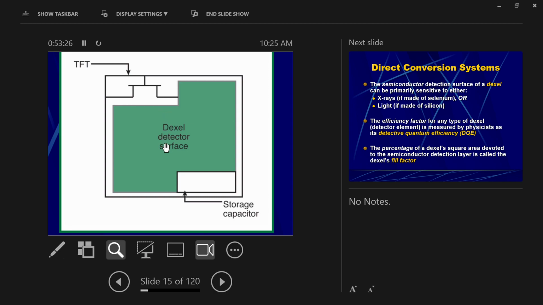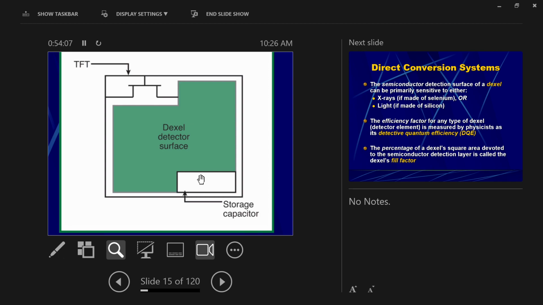What you would want, just like on a TV screen, is small pixels, right? You want your detectors to be as small as possible, okay? But what you will notice here is that if I make the overall square smaller, as a percentage of the total space, more of it will be taken up by the storage capacitor and thin film transistor, and less of it taken up by the detector. If I make the square smaller, I will lose detector surface.